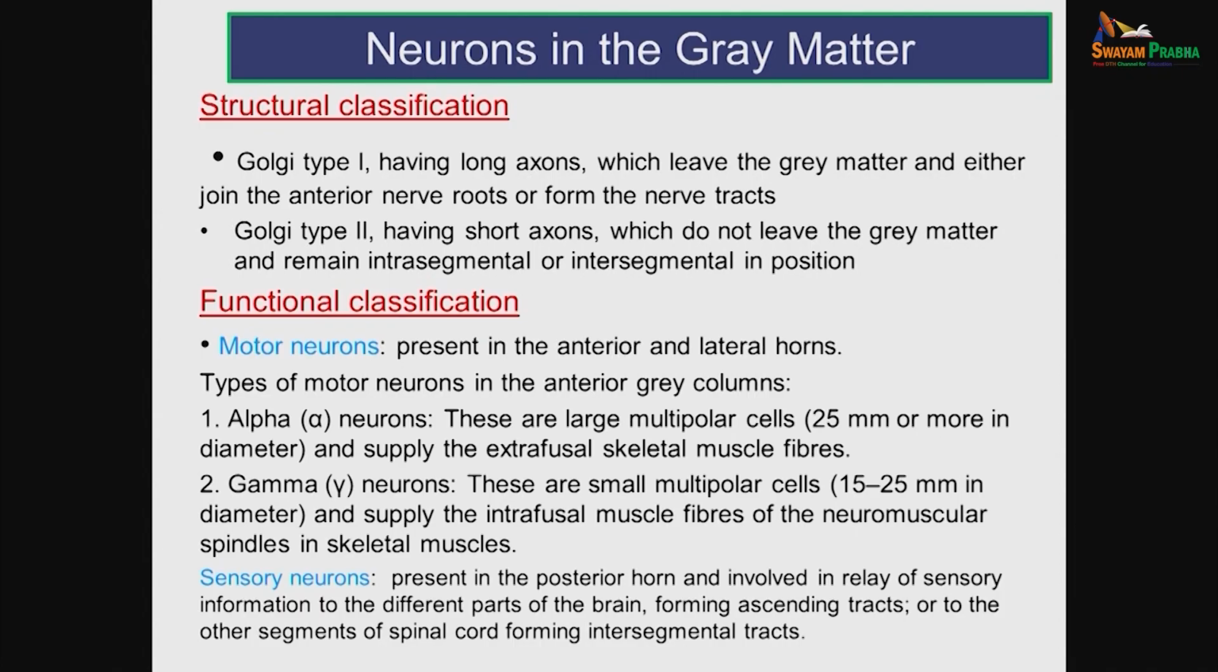We are now going to discuss in detail about the grey matter. For this, you have to know the classification of neurons in the grey matter. There are two ways by which you can classify: a structural classification and a functional classification. In the structural classification, the neurons are divided into Golgi type 1 and type 2. The only difference is that type 1 has long axons, and they leave the grey matter. Golgi type 2 have short axons, present within the segment, that is intrasegmental, or they can be intersegmental. So, that is Golgi type 1 and type 2.